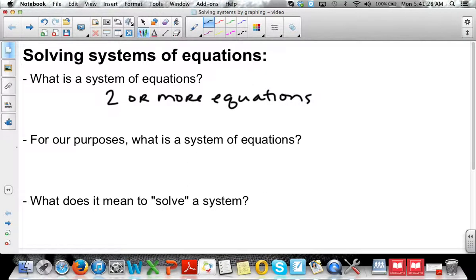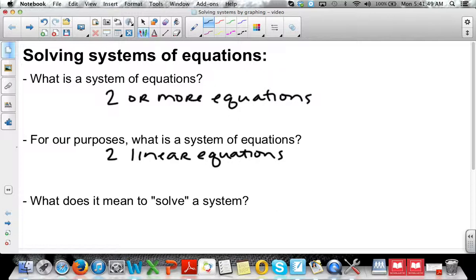Okay, and for our purposes, a system of equations is going to be 2 linear equations. And then the next thing that's important is what does it mean to solve a system? Because that's what we're going to focus on.